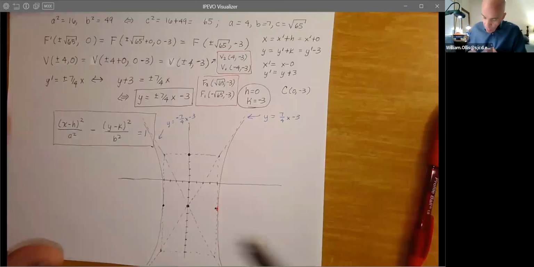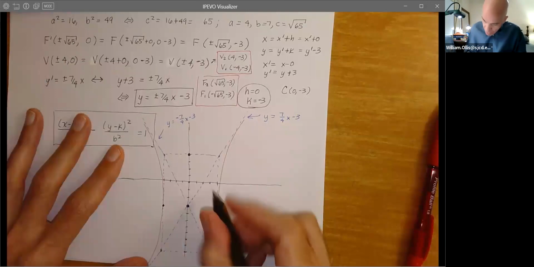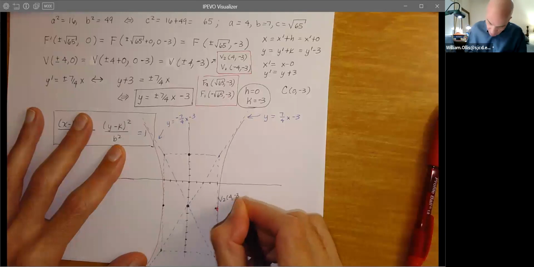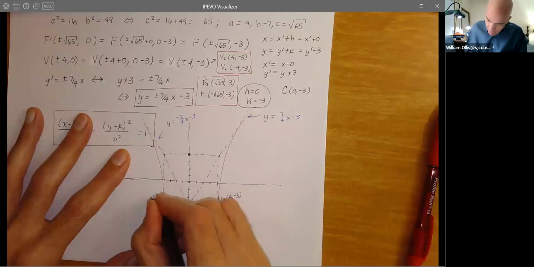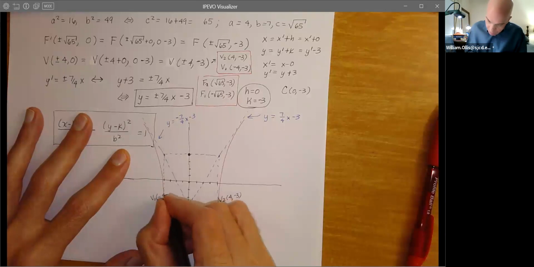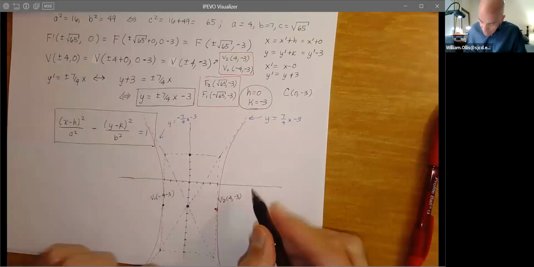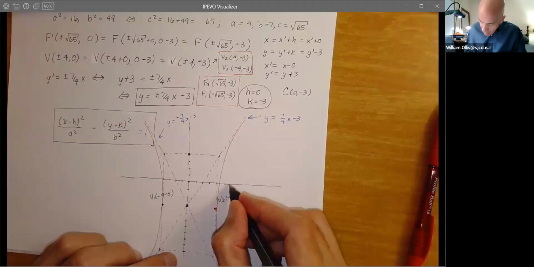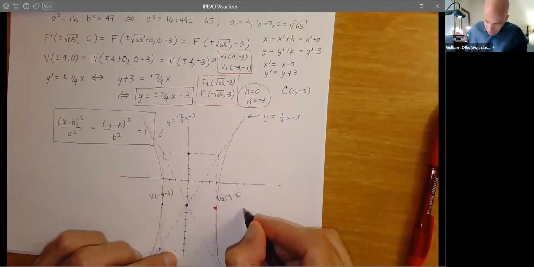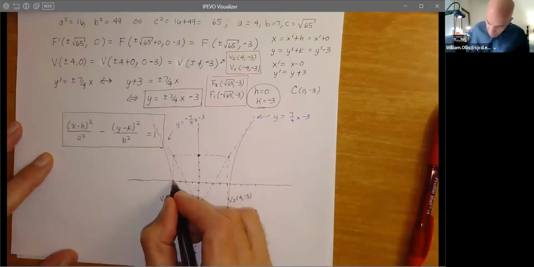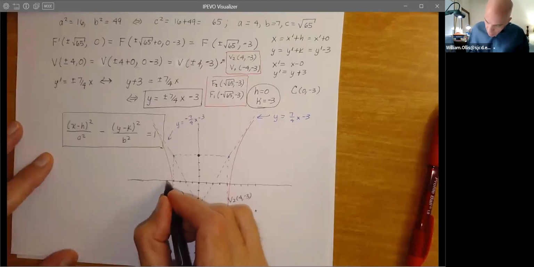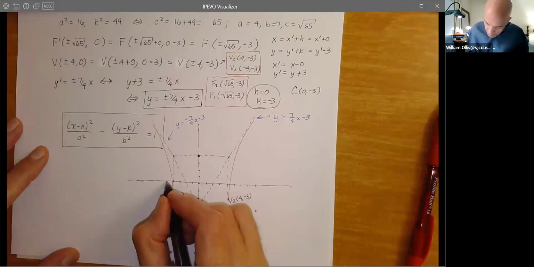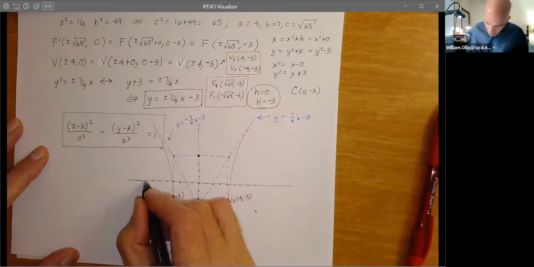And then you can label your vertices. So this will be B2, 4, -3, B1, -4, -3. And then square root 65, that's going to round to 8. So 1, 2, 3, 4, 5, 6, 7, 8, about right here. And then the other one, about 8, 1, 2, 3, 4, 5, 6, 7, 8, about right here.